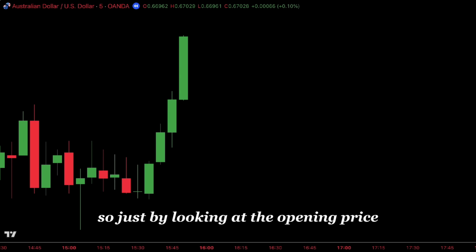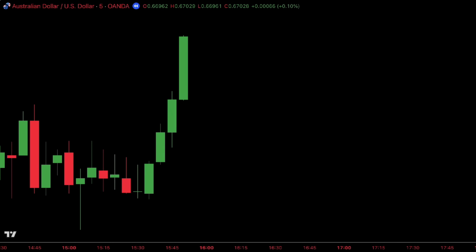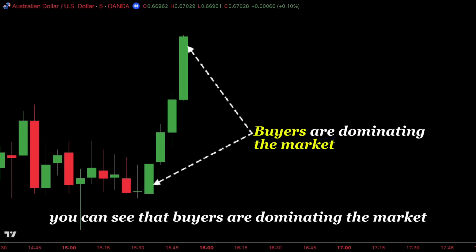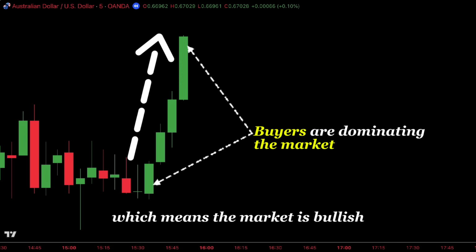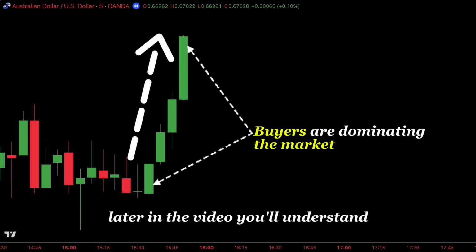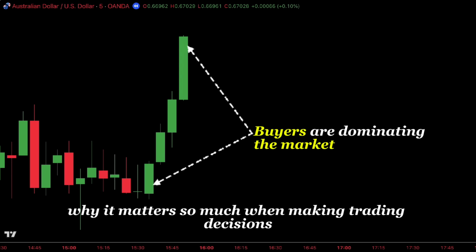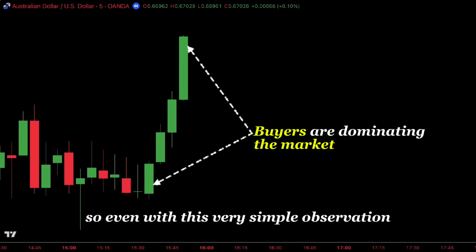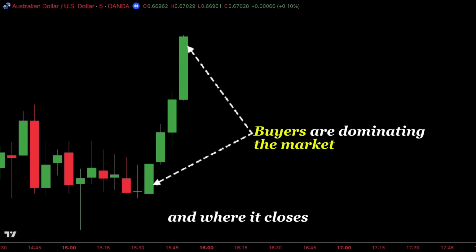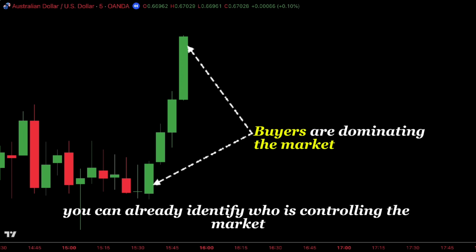So just by looking at the opening price and the closing price, you can already understand something very important. You can see that buyers are dominating the market, which means the market is bullish. And this information is extremely important. Later in the video, you'll understand why it matters so much when making trading decisions. So even with this very simple observation, just looking at where the candle opens and where it closes, you can already identify who is controlling the market.